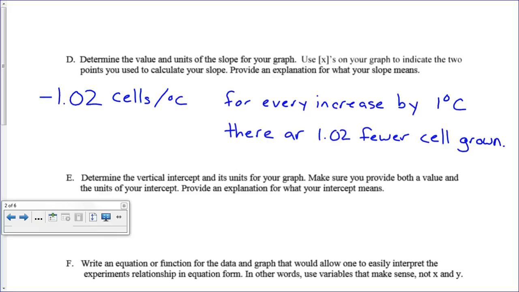Now, you could say that in a few different ways, but it should have the same general idea. As a generic form, the slope is always going to be for every change in 1 for the x variable, this is the change for the y variable. So in this case, for every change by 1 degree Celsius, there's 1.02 fewer cells grown. All right? But it's always for every change in 1 for the x variable, there is this change in the y variable.